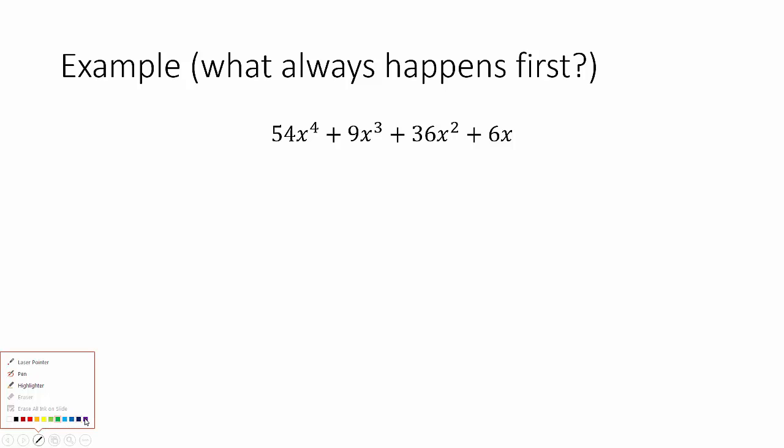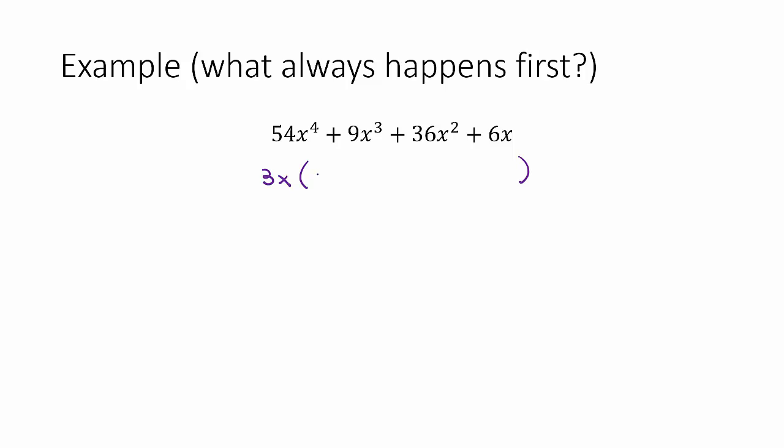Let's take a look at another example. Here we have 54x to the fourth plus 9x cubed plus 36x squared plus 6x. But before we dive right into factor by grouping, we have to remember what always must happen first on all factoring problems. The GCF. Always look for a greatest common factor first. And you'll notice all these terms are divisible by 3, and they all have an x on them. So let's take that 3x out first.